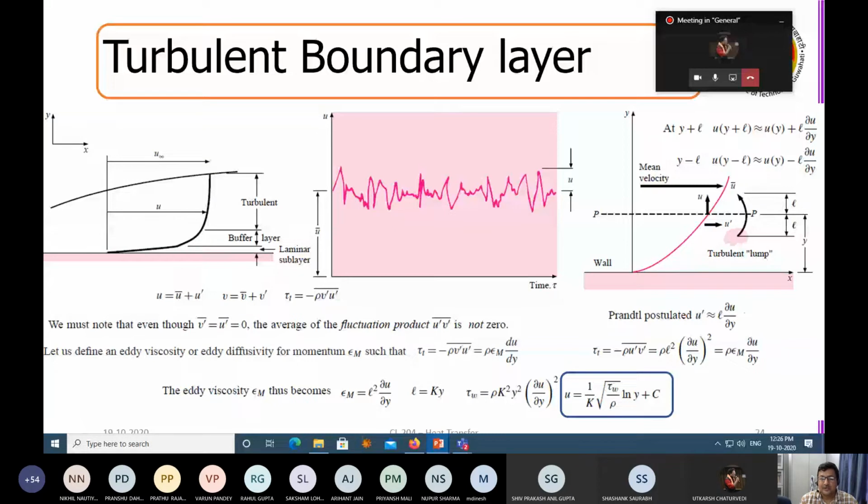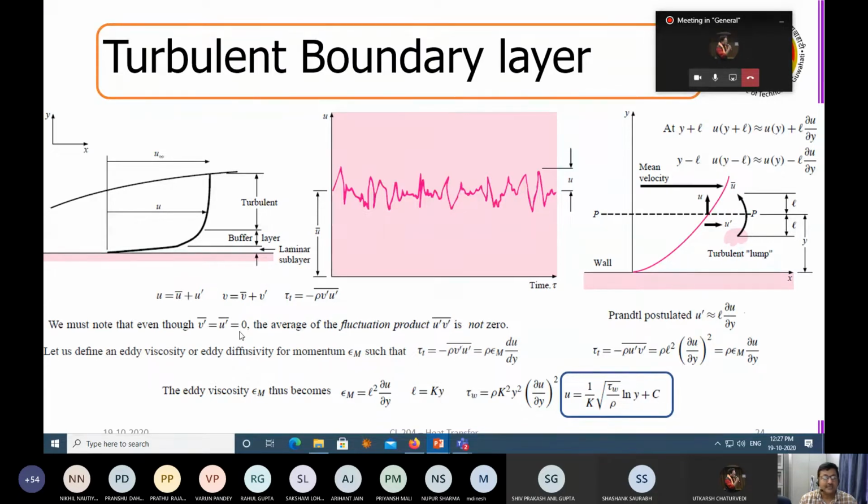So you define first the turbulent Reynolds stresses, and from there you define a length scale associated with that. And then you define the wall shear stress to be like this. Now, if you do it that way, you can integrate this equation to obtain a velocity profile, which is u equal to 1 by k root over tau_w by rho ln y plus c. This is able to really explain this velocity profile in some way.